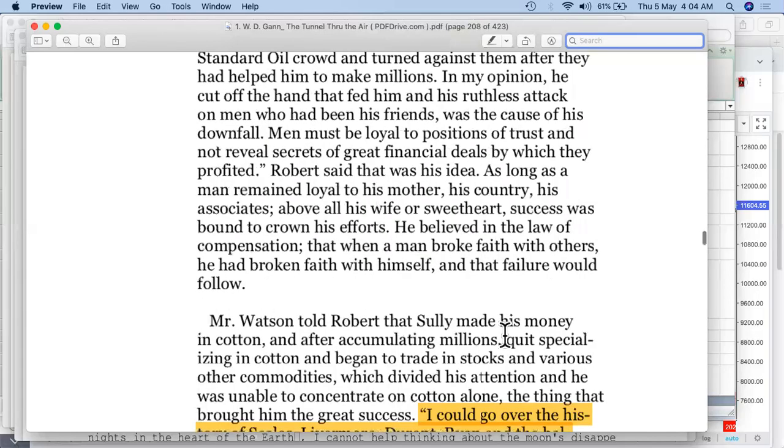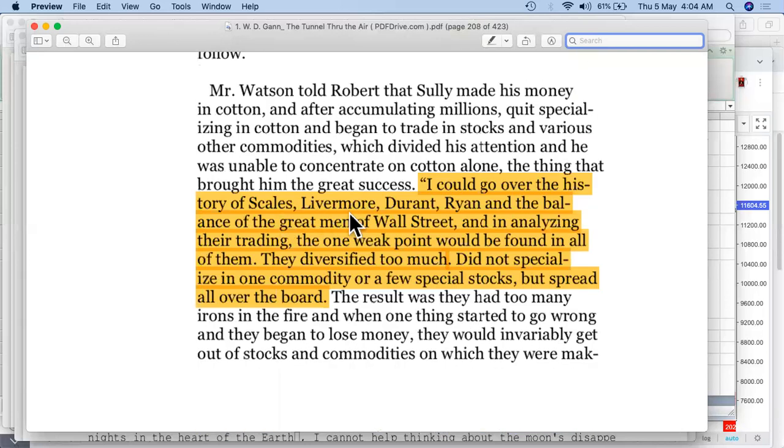I could go over the history of Scales, Livermore, Durant, Rand, and the balance of the great men on Wall Street. And in analyzing their trades, one weak point would be found in all of them. They diversified too much, did not specialize in one commodity or a few special stocks, but spread all over the board. So probably I took lessons from this part, and I'm trying to focus only on Nifty or maybe one or two stocks, not more than that. This is what I have tried to do.